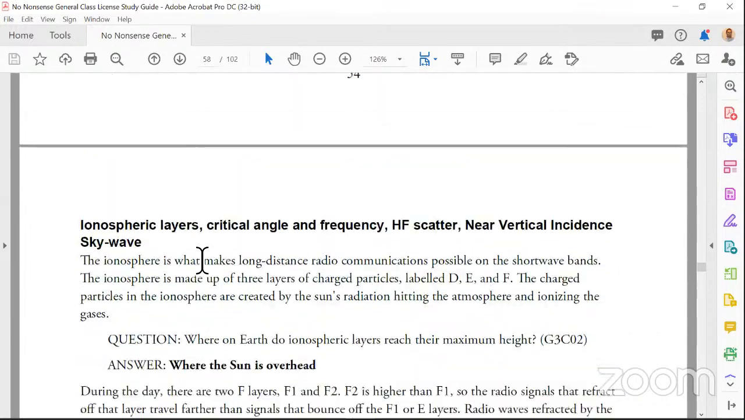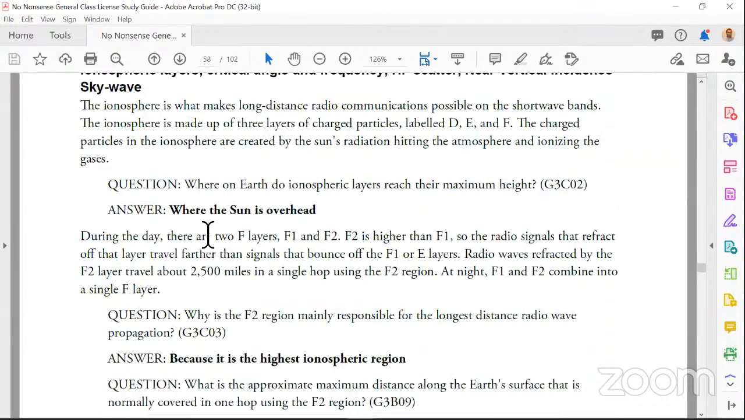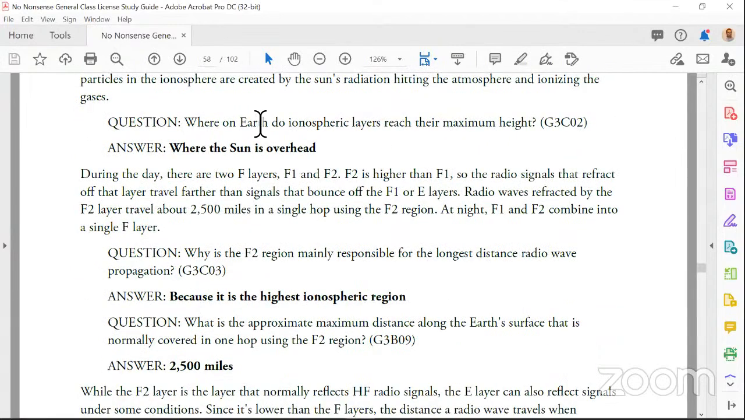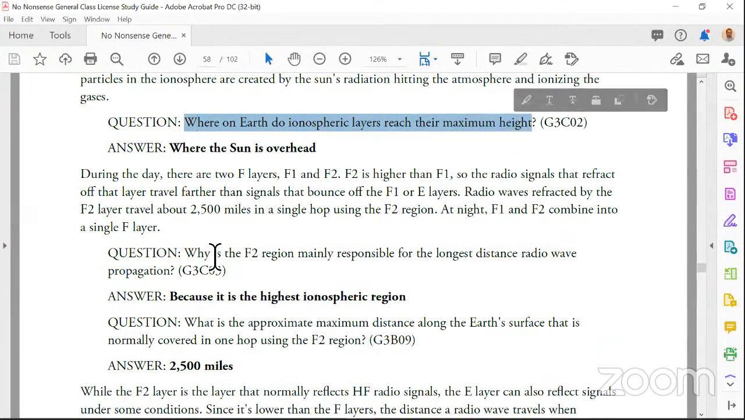Okay, continuing. Next question in the question pool. Where on Earth do ionospheric layers reach their maximum height? So we had a slide that shows that where the sun is overhead is where the ionosphere will be the highest, because it's the sun that ionizes those layers.